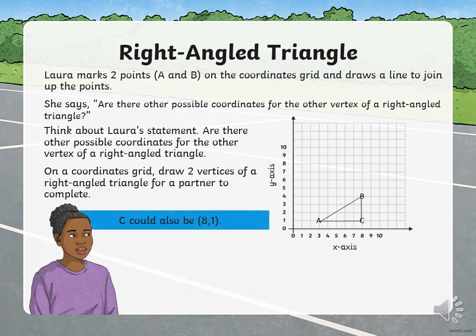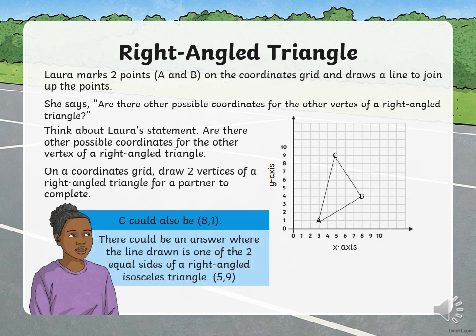C could also be 8-1, or it could be 5-9. There could be an answer where the line drawn is one of the 2 equal sides of a right angled isosceles triangle. Can you see another one like this?